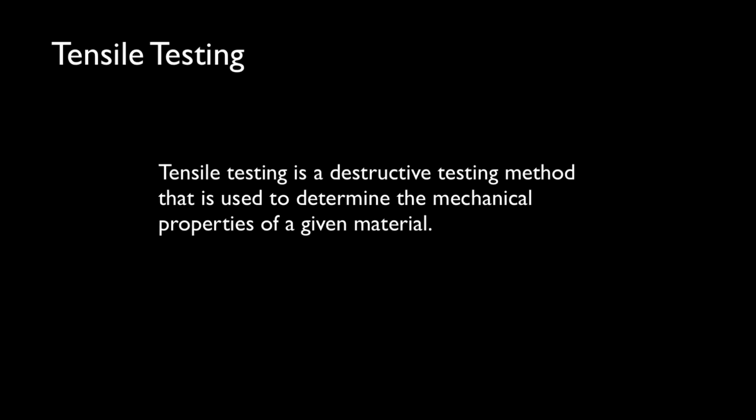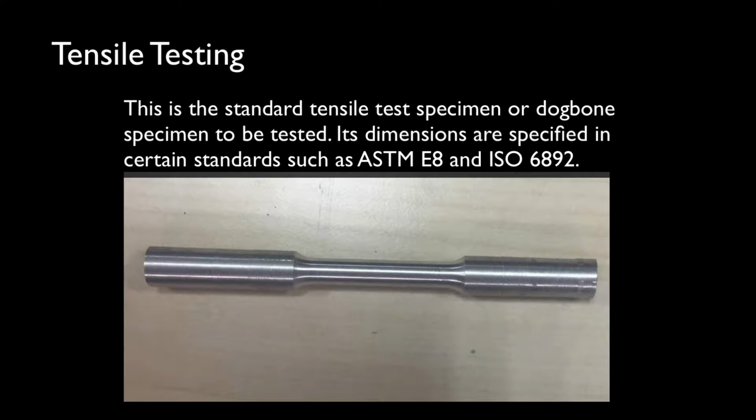Tensile testing is a destructive testing method that is used to determine the mechanical properties of a given material. This is the standard tensile test specimen or dog bone specimen to be tested. Its dimensions are specified in certain standards such as ASTM E8 and ISO 6892.